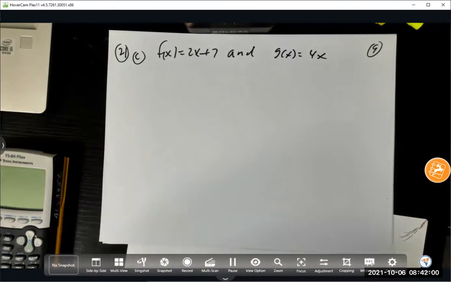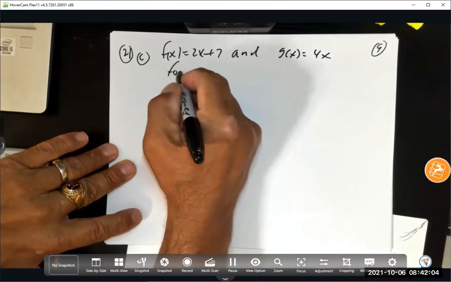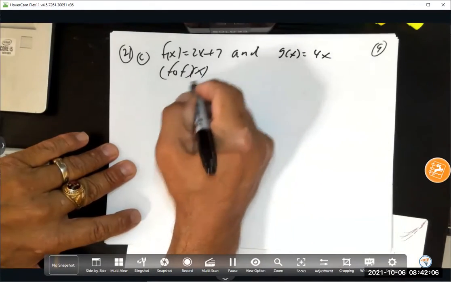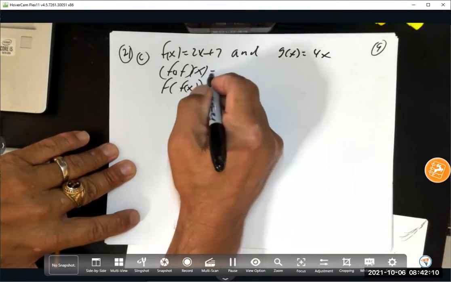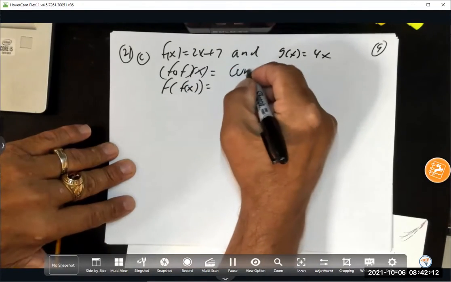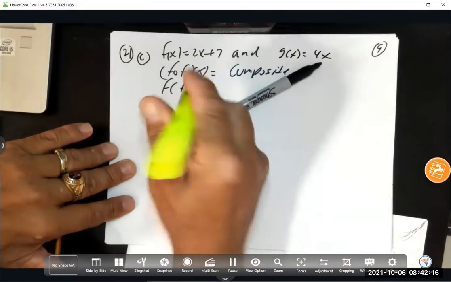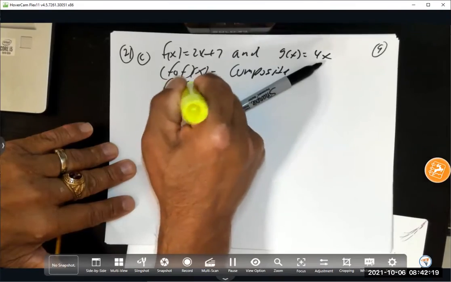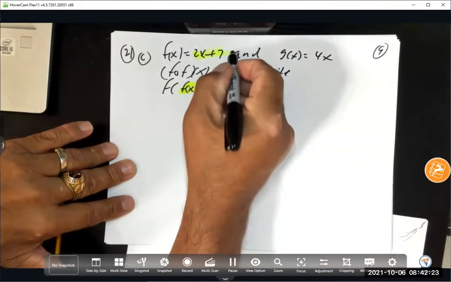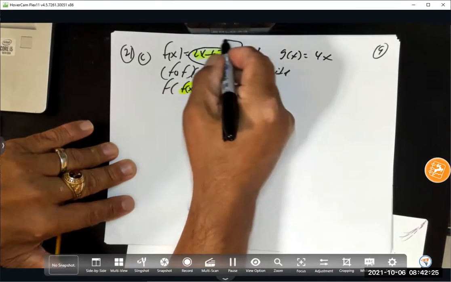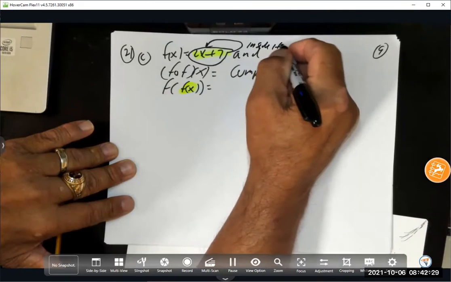Here's my problem. This time it's going to say f circle f of x. Okay, so that means you're going to put that function of f inside the function of f. So this one inside itself. Get all this stuff right here. What are you gonna do? And put it back inside itself.